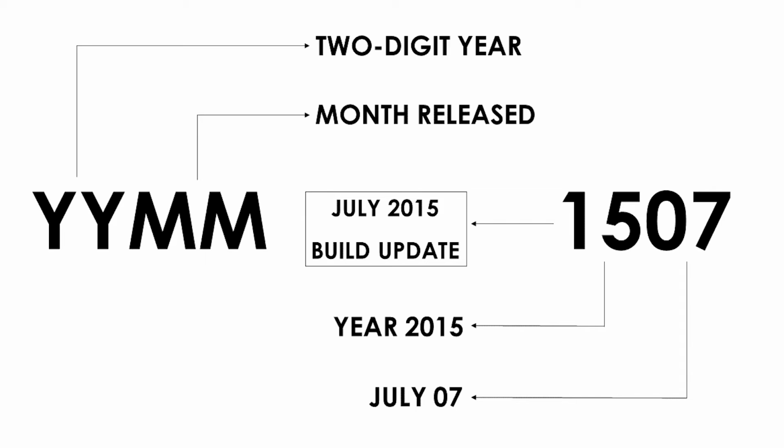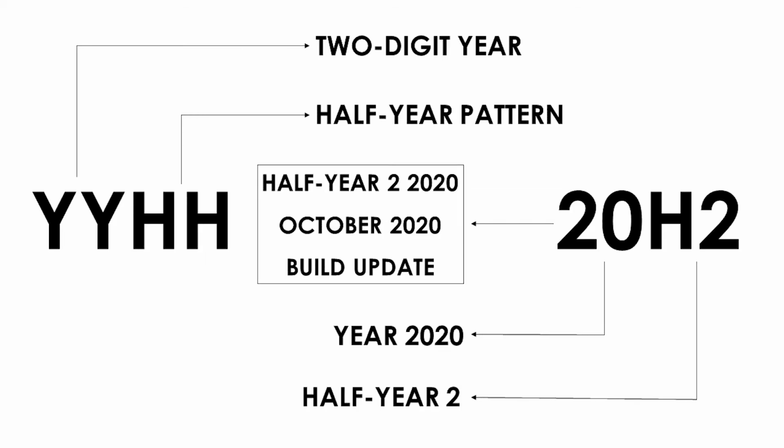But starting with version 20H2, Windows 10 release nomenclature changed from the year and month pattern to a year and half-year pattern. As you can see here, 20H2 means that 20 is for 2020 and H2 means the second half of the year.